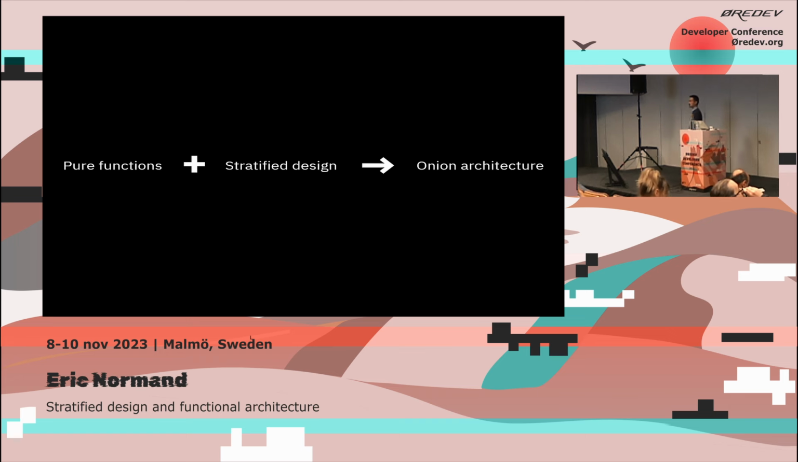So this is kind of the summary slide of the talk. We're going to talk about pure functions and stratified design and how that leads to the onion architecture very naturally.